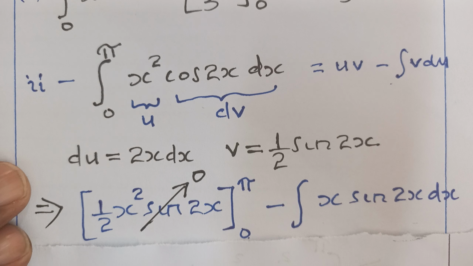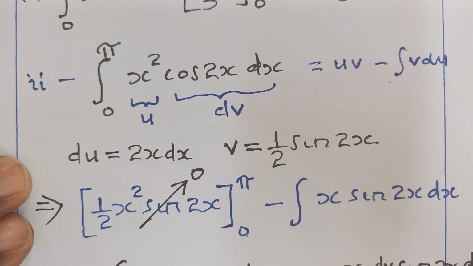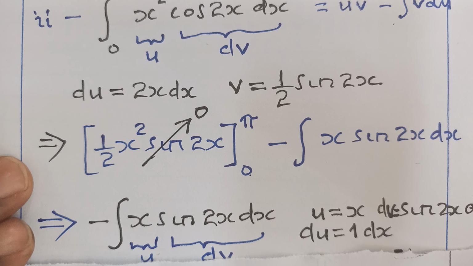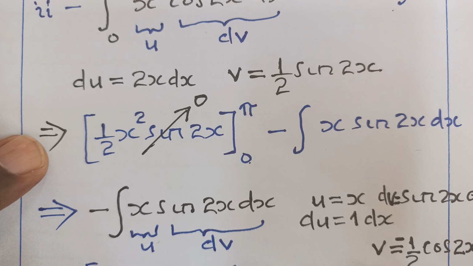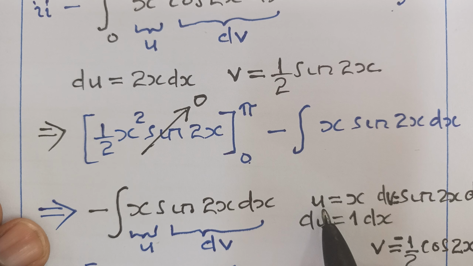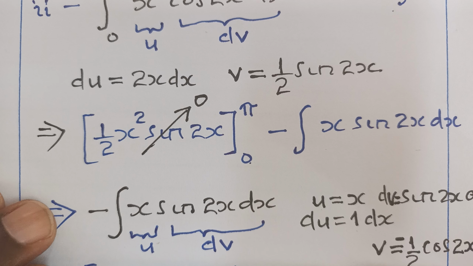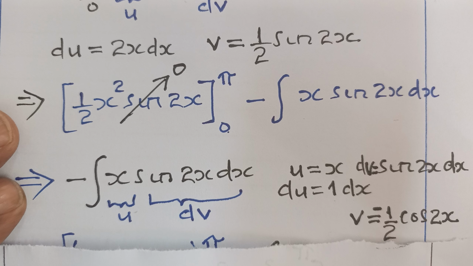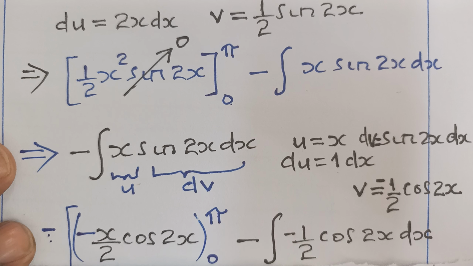We now do integration by parts again for this part. So for that part, this is what we are going to give as the figures we have here. We call x u, and sine 2x dx we call dv. So we shall have du as 1 dx, and here we have dv as sine 2x dx, so v comes to negative a half cos 2x.